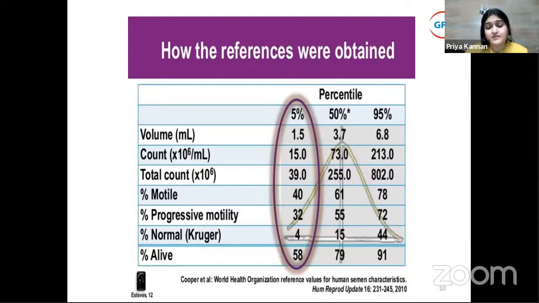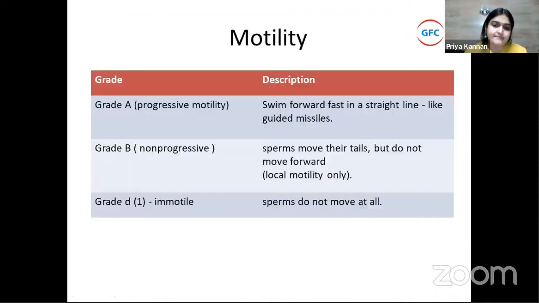For example, to give you an analogy, this 5% is like the 35% pass mark in our 12th standard. For example, this is the 50% mark, and this is the 95% mark. So what we have here as the 5th percentile is the bare minimum to pass an exam. Just to give you another idea on how to grade.